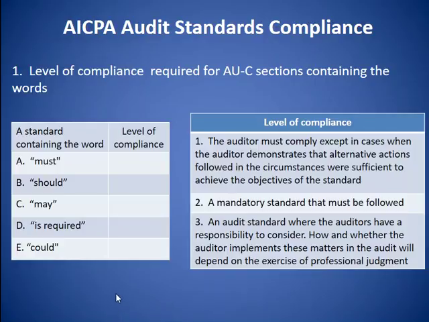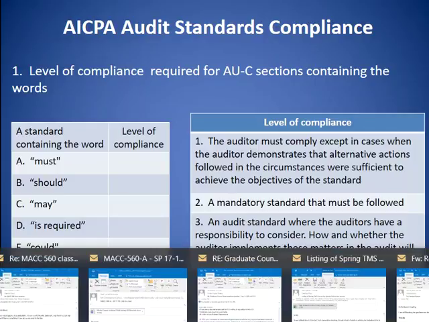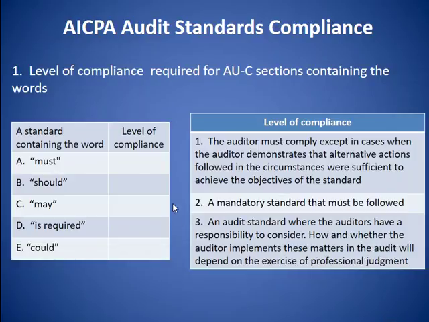Okay, let's take a look at the answers to simulation number 1. We start off with the standard containing the word must, and the level of compliance would be 2, a mandatory standard that must be followed. Then we have B, should, and that would be number 1. The auditor must comply except in cases where the auditor demonstrates the alternative actions followed in the circumstances were sufficient to achieve the objective.